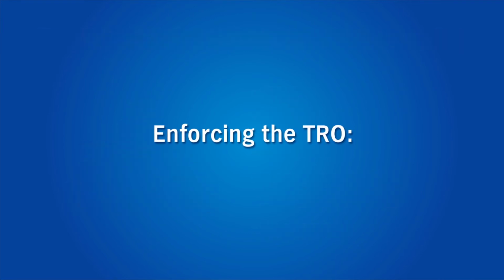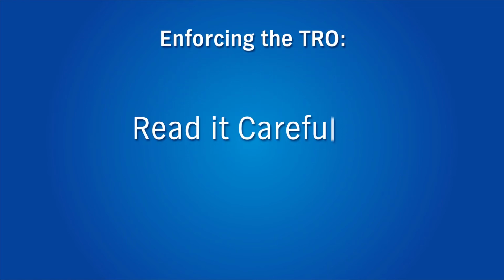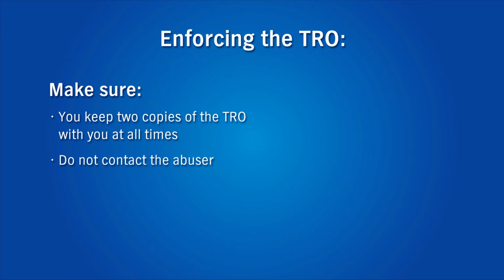If the judge extends the TRO, it becomes a protective order. Read it carefully. It may be different than what you asked for. It is important to keep 2 copies of the TRO with you at all times. Do not contact the abuser, as the TRO is also legally binding to you.